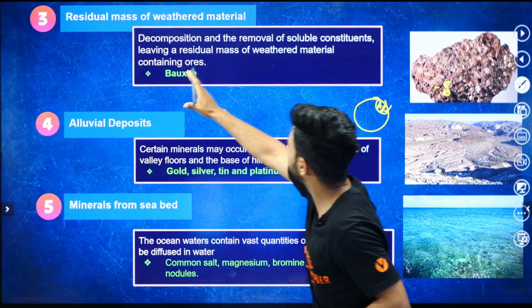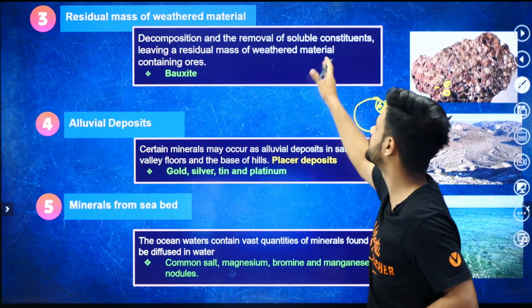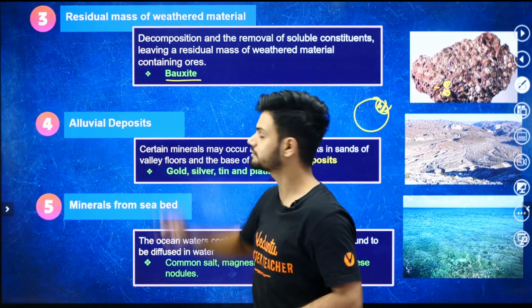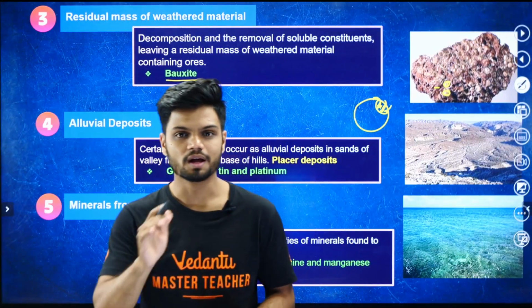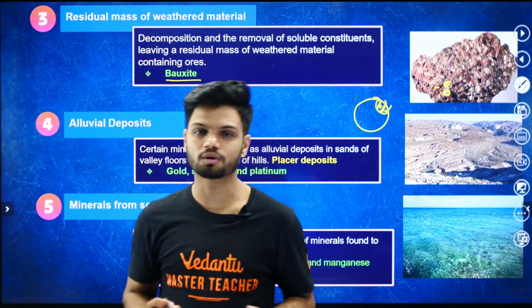Thus, decomposition of all the soluble constituents leaves a residual mass of weathered material. Example is bauxite. Very important. Bauxite is an example of residual mass. That is, leftover bauxite has been added in the small gaps.